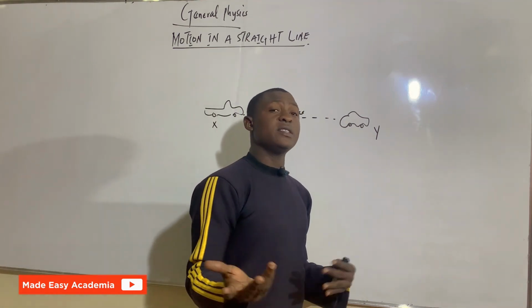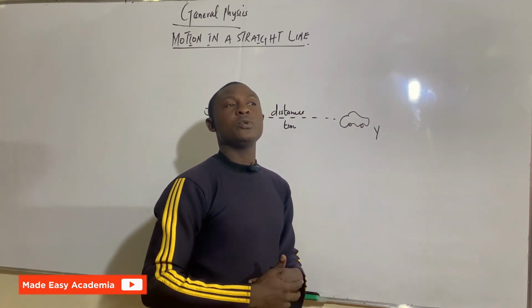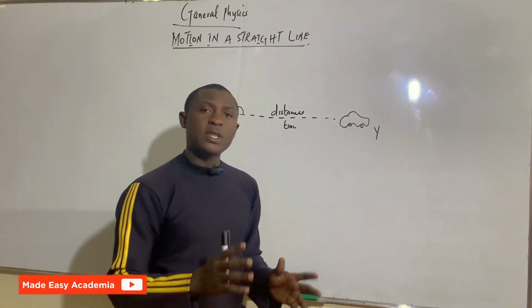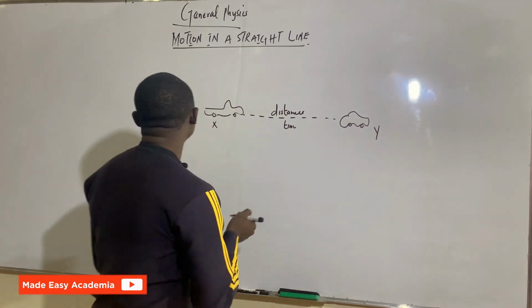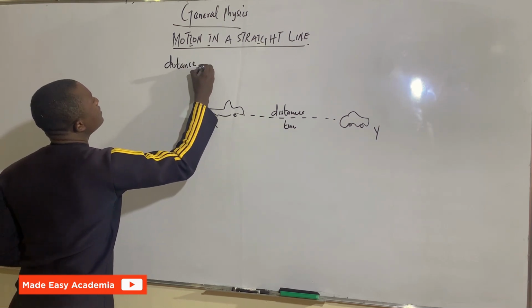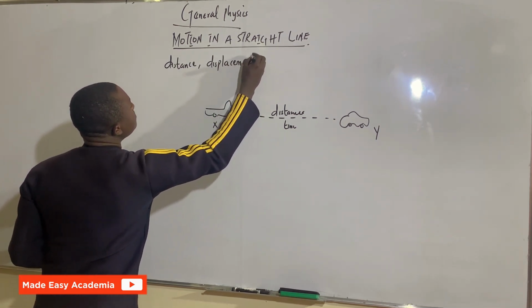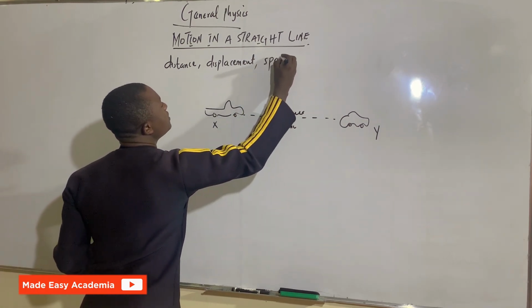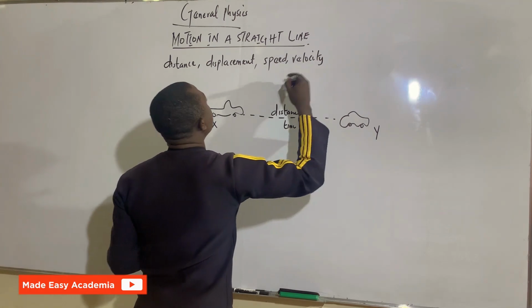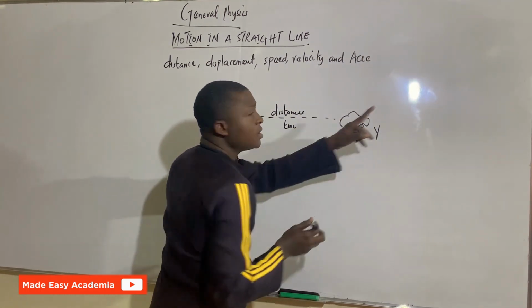Even in this case, we have different types of motion. We have random motion, translational motion, rotational motion, circular motion as well. So there are many like that. But there are some terms that make up these motions. We call them distance, displacement. They include speed, velocity, and acceleration. Those are the terms.